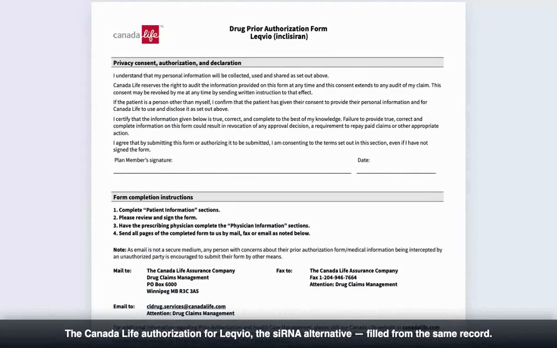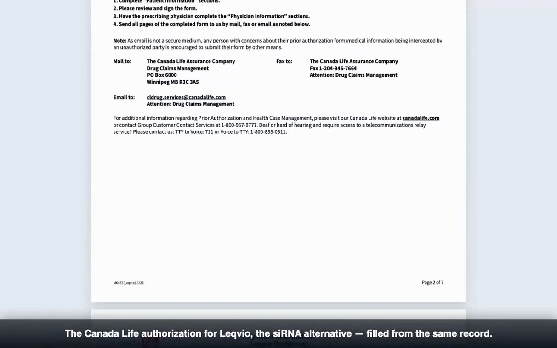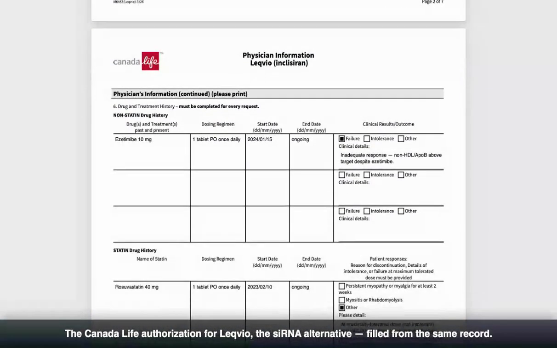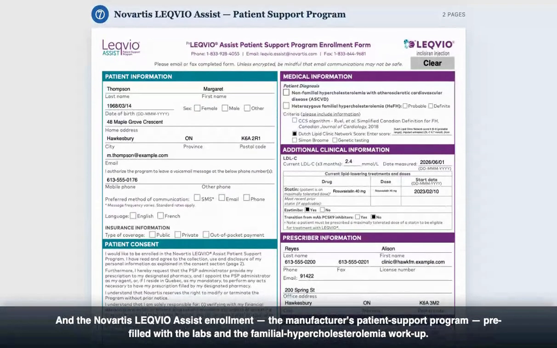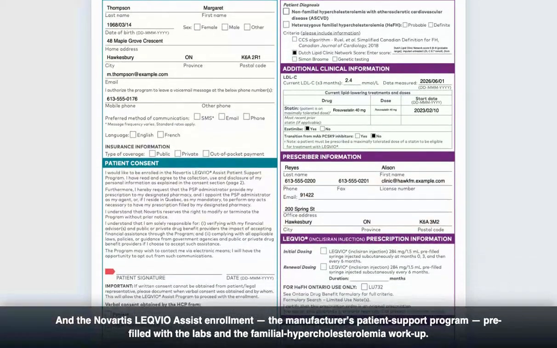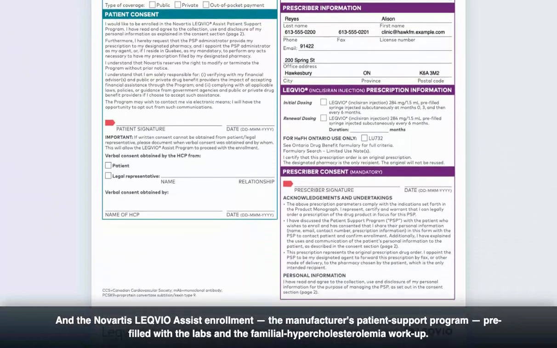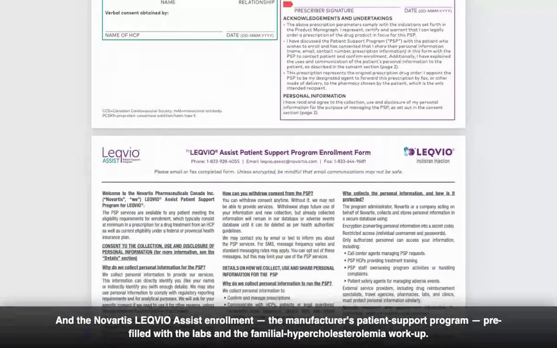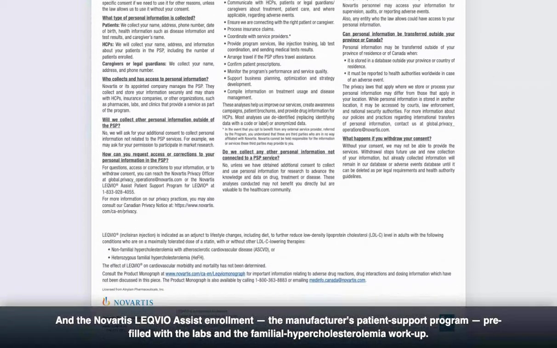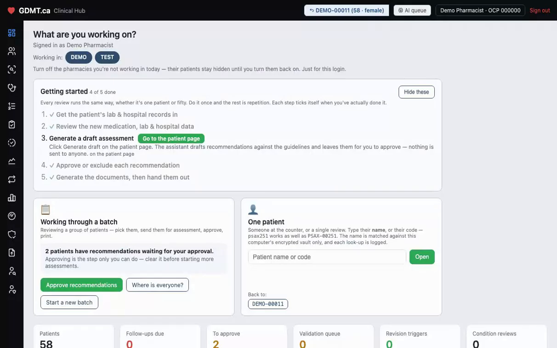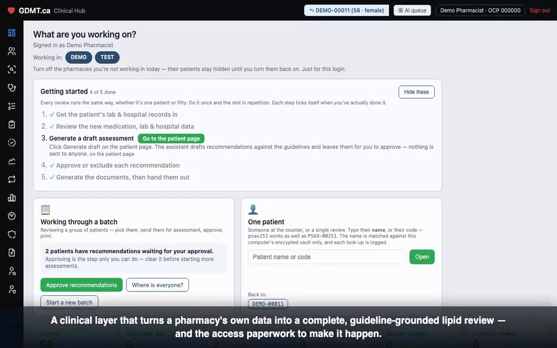The Canada Life authorization for Leqvio, the siRNA alternative, filled from the same record. And the Novartis Leqvio Assist Enrollment, the manufacturer's patient support program, pre-filled with the labs and the familial hypercholesterolemia workup. A clinical layer that turns a pharmacy's own data into a complete, guideline-grounded lipid review, and the access paperwork to make it happen.